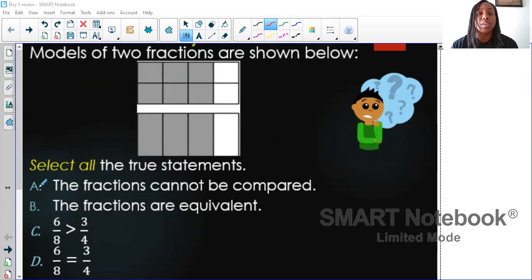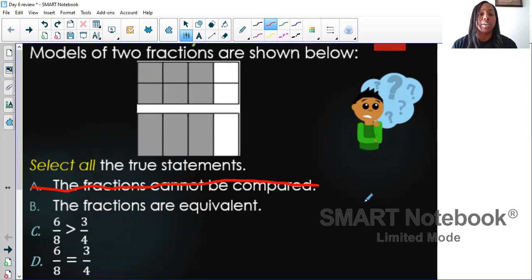So A, the fractions cannot be compared. But when I take a look at these fractions, they look like they take up the same amount of space. Wouldn't you agree? Exactly. So can that be choice A? No, we're going to cross that out. All right, let's take a look at B.